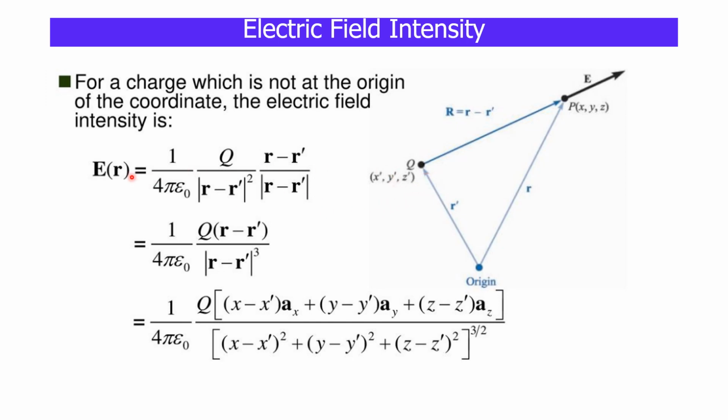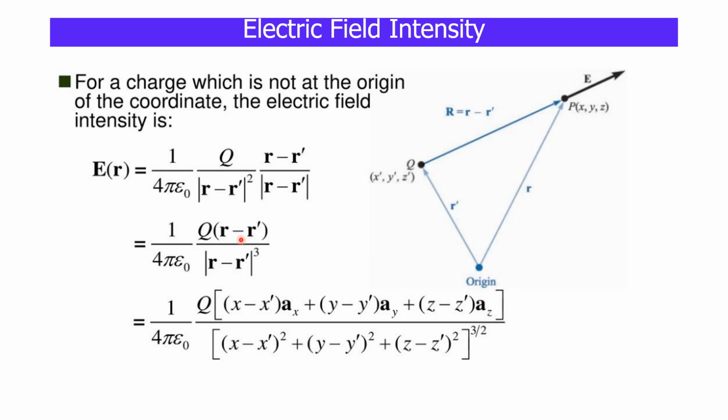So, as we want to find the electric field intensity, the expression becomes 1 by 4 pi epsilon naught Q by the magnitude of R minus R dash the whole square, into the distance vector R minus R dash divided by its magnitude. So in this case, when the charge is not at the origin, the expression becomes 1 by 4 pi epsilon naught Q into R minus R dash divided by the magnitude of R minus R dash the whole cube.